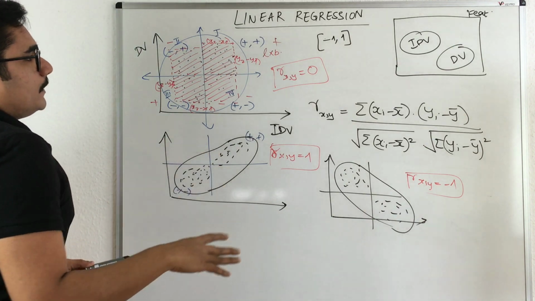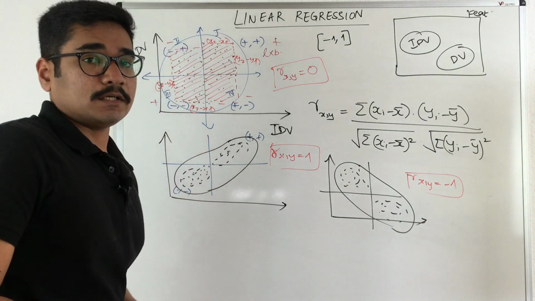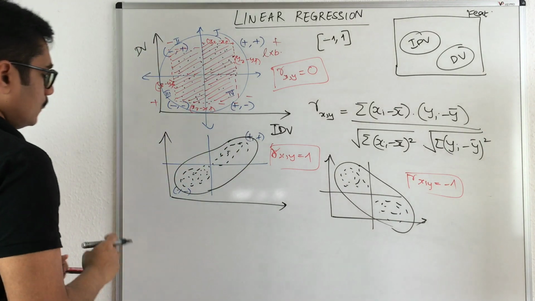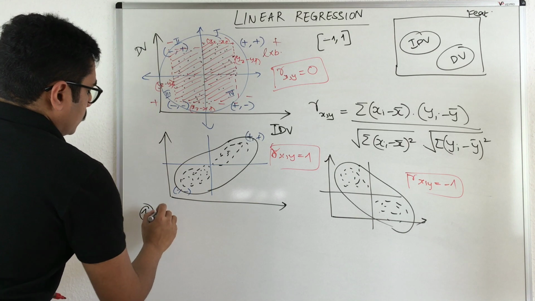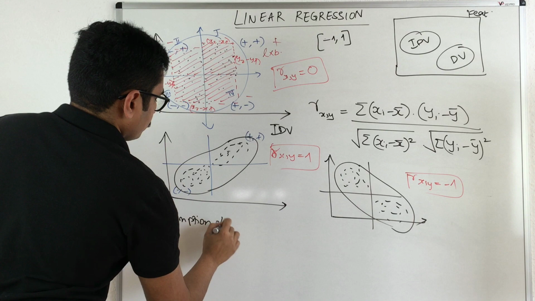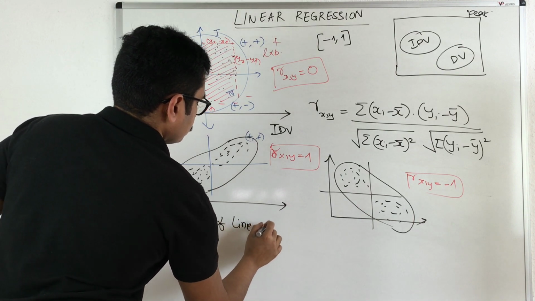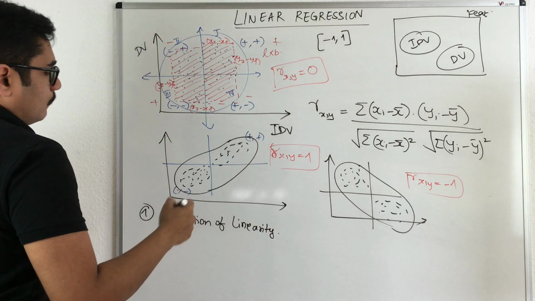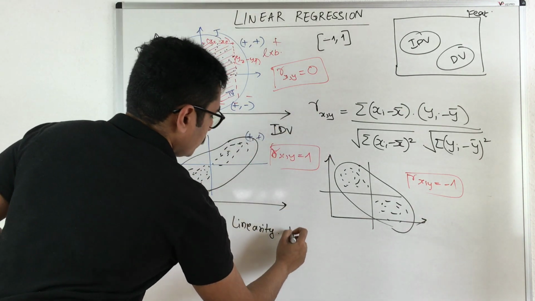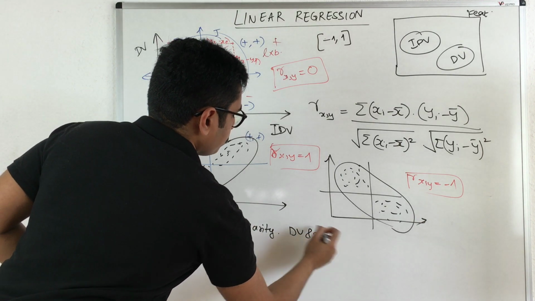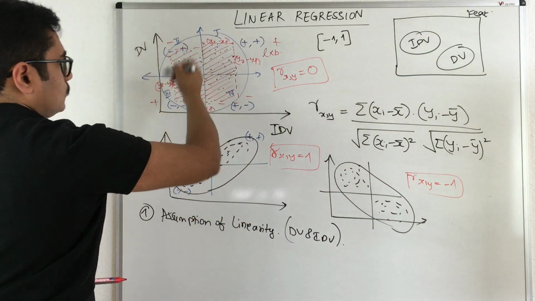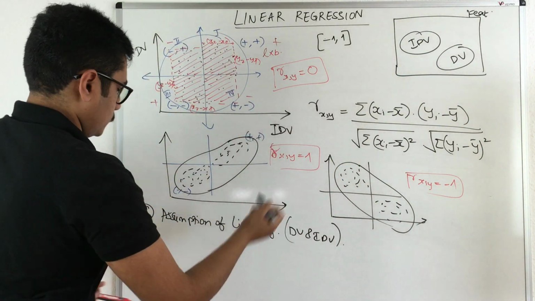With this estimate, we have 4 basic assumptions which we always follow in linear regression. The first assumption is the assumption of linearity. What do you mean by linearity? It means there is some linear correlation of these data points between your dependent variable and independent variable. So it should be like this or like this, but it should not be this way. Why? Because there is no correlation.